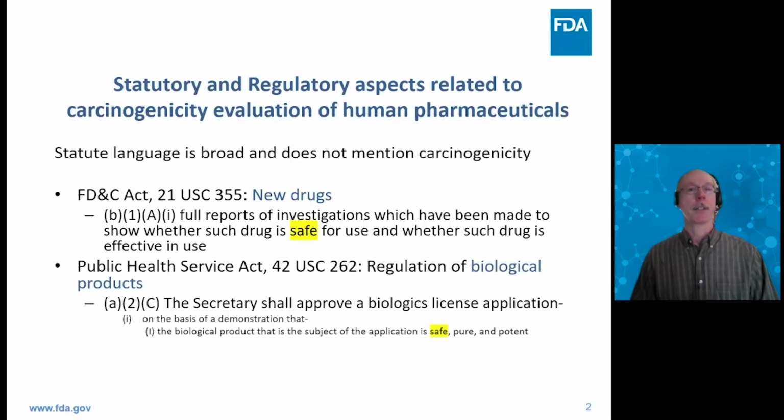So I think a good place to start with this discussion is to talk about the statute language that governs the regulation of new drugs and biologic products, as well as the Code of Federal Regulations. So the Food, Drug, and Cosmetic Act governs the regulation of new drugs, while the Public Health Service Act governs the regulation of biologic products. And both of these statutes are fairly general in their language and don't really mention carcinogenicity specifically. They talk about the need for information about the safe use of a drug without getting into details.